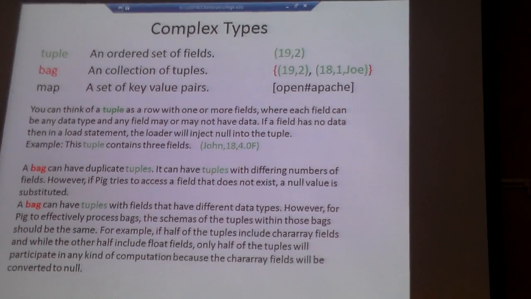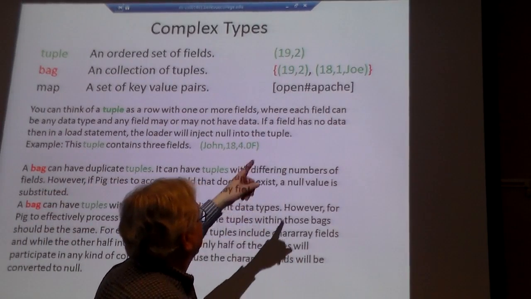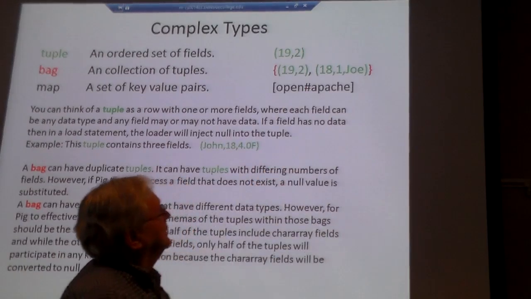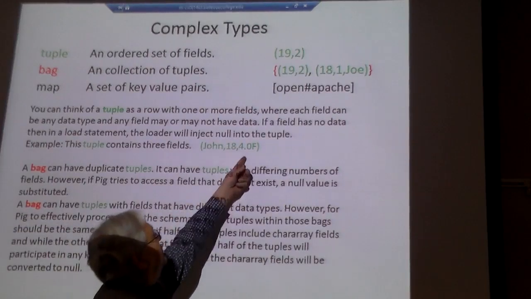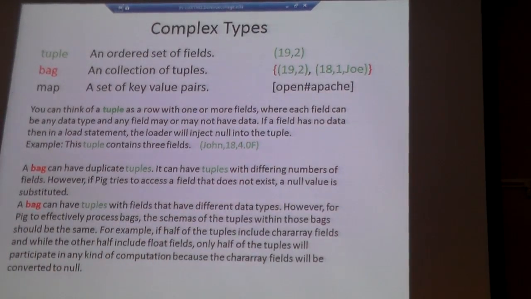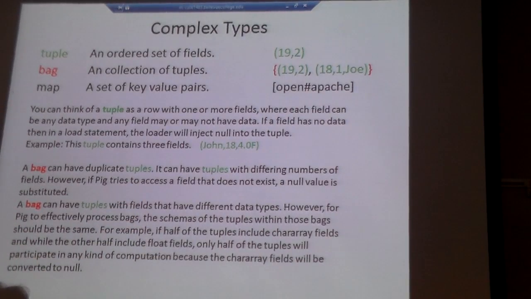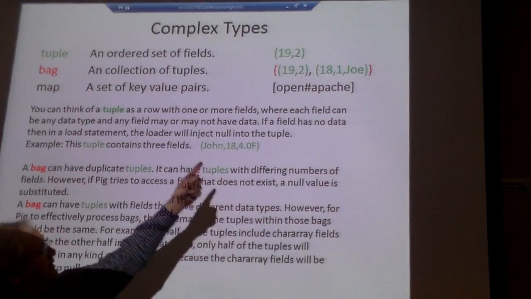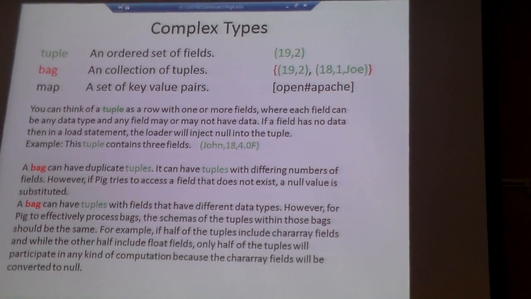So you can think of a tuple as a row with one or more fields. So a tuple could just be 19, or it could be 19, 2, or 19, 2, 6, and the data types don't have to be the same. It could be like this one, 18, 1, Joe. That's still one tuple inside of that bag. Here's another example where I have a floating point in there. So then a bag can have duplicate tuples. They don't have to all be unique. And the tuples in a bag, like that second one has 2 and one has 3. They don't have to be consistent, completely flexible.